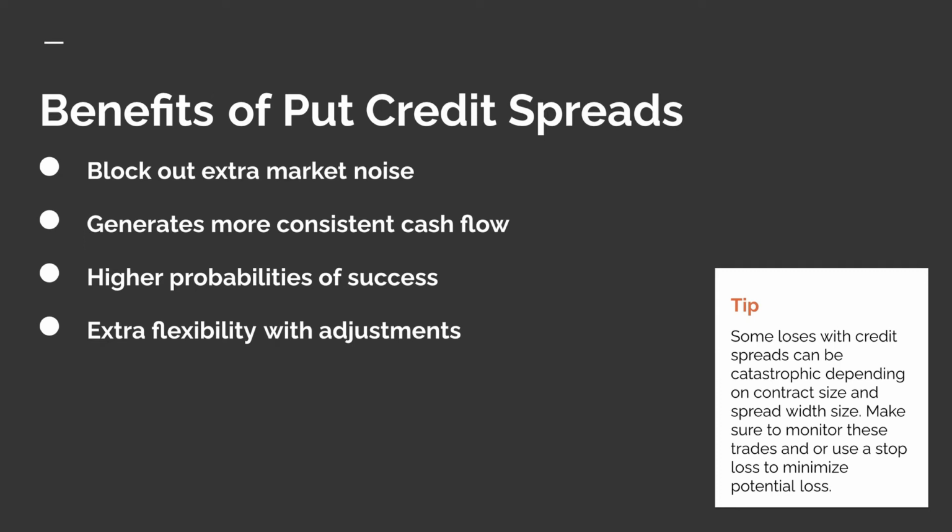With put credit spreads, you have higher probabilities of success. The reason you have higher probabilities of success is because you're on the sales side. So you're betting against the buyer. You're betting against his theta. You're betting against his delta. You're betting against the buyer, essentially.